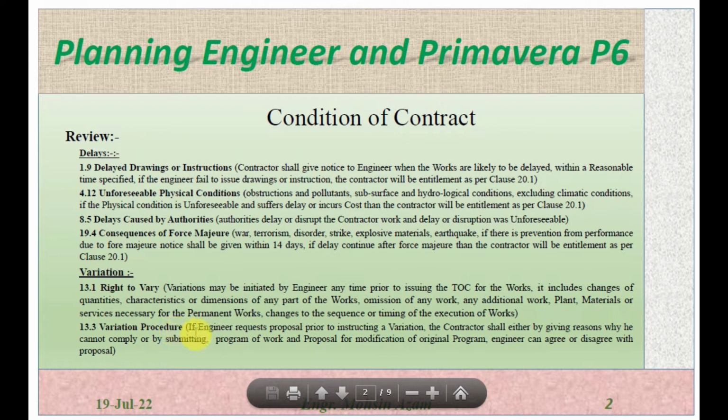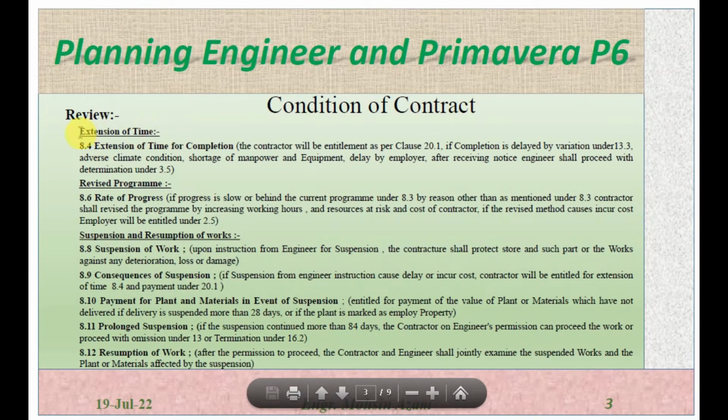13.3 is variation procedure. If the engineer requests a proposal prior to the instruction of variation, the contractor shall respond either by giving a reason why they cannot comply or by submitting a program of work and proposal for the modification of the original program. The engineer can agree or disagree with the proposal. After this, extension of time: 8.4 is the extension of time for completion. The contractor will be entitled as per subclause 20.1 if the completion is delayed by variation or adverse physical condition or shortage of manpower and equipment, or delay by the employer.